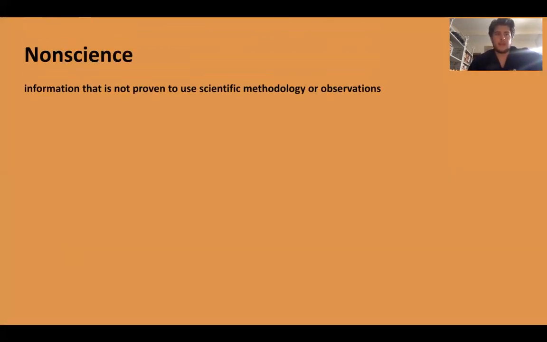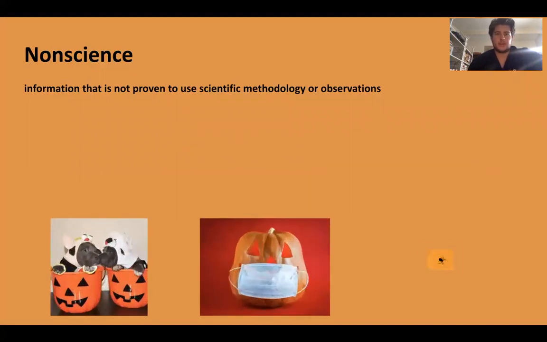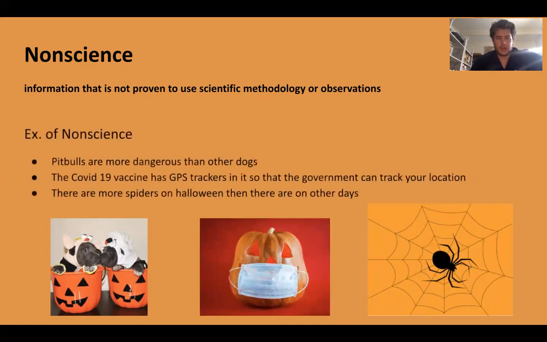So finally, we have non-science, and that's information that is not proven using scientific methodology or observations. For example, pit bulls are more dangerous than other dogs. Obviously, by my picture in the bottom left, that's completely false.